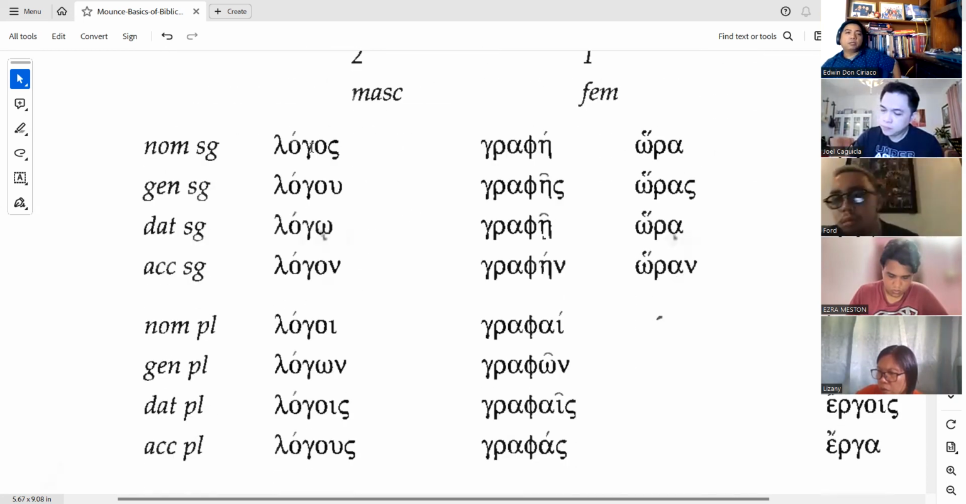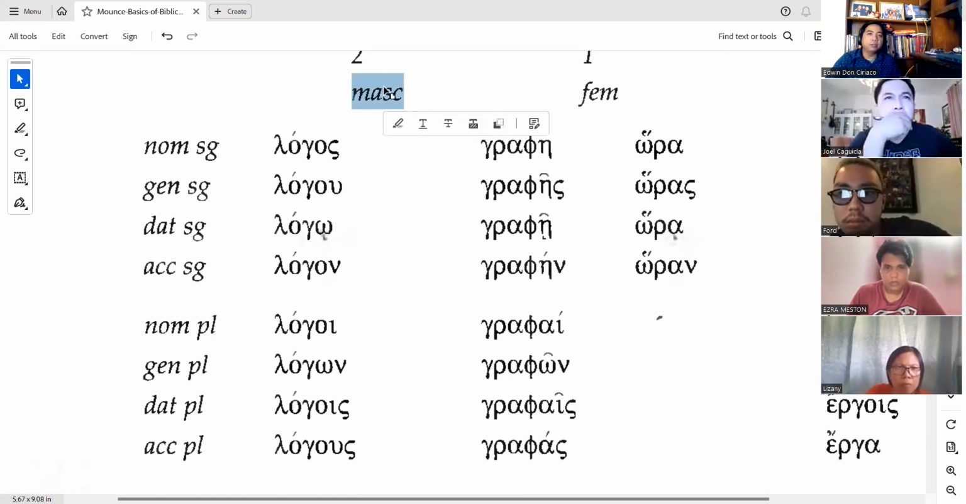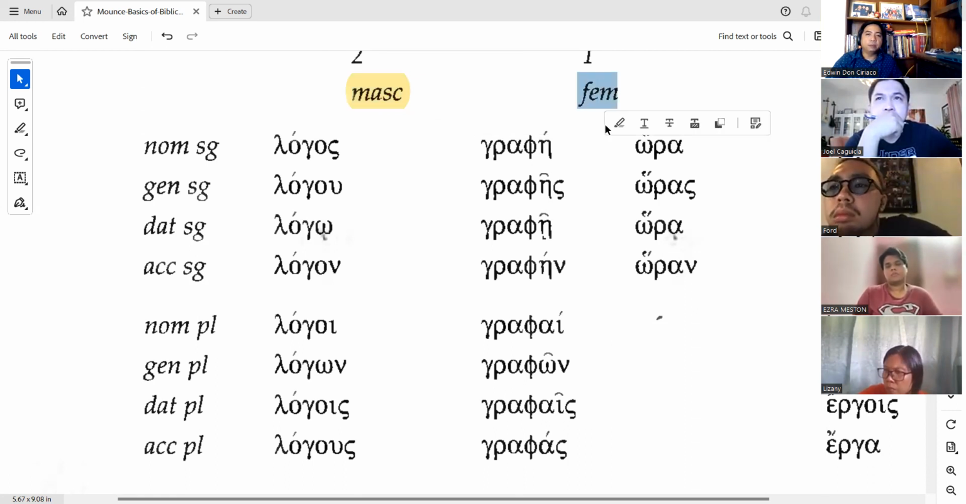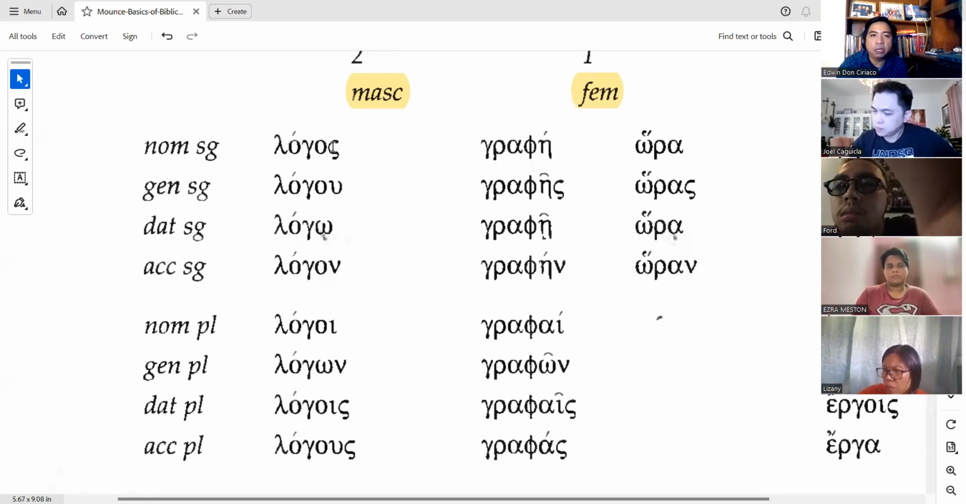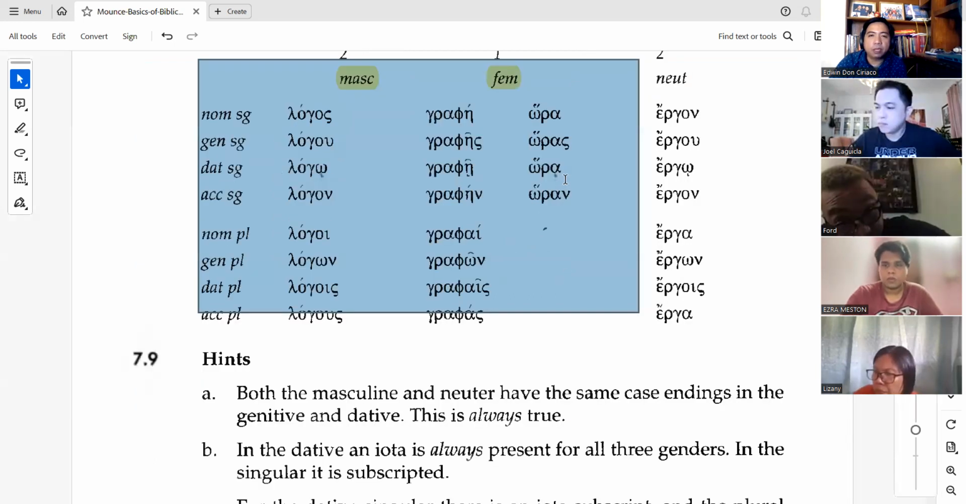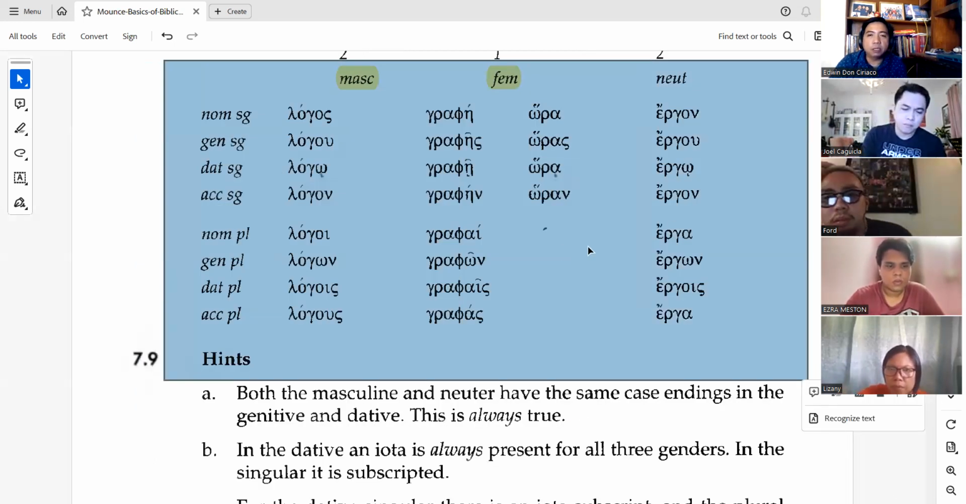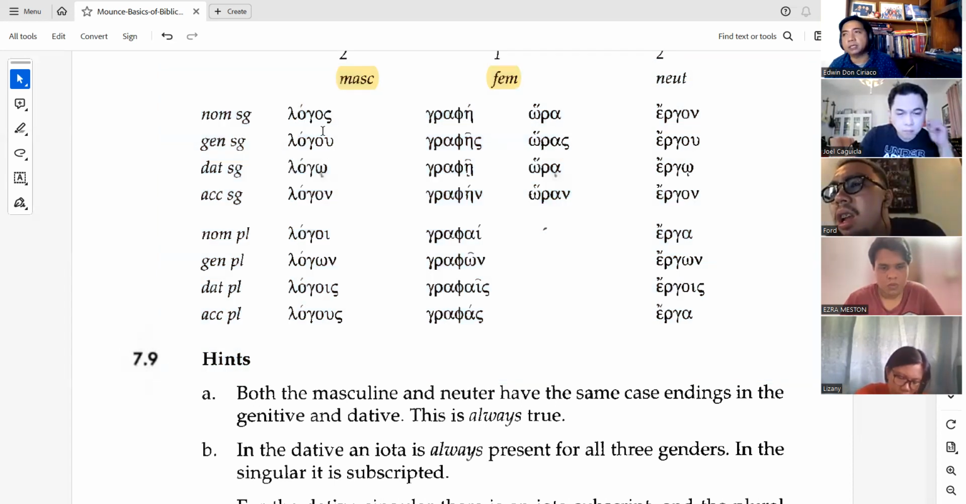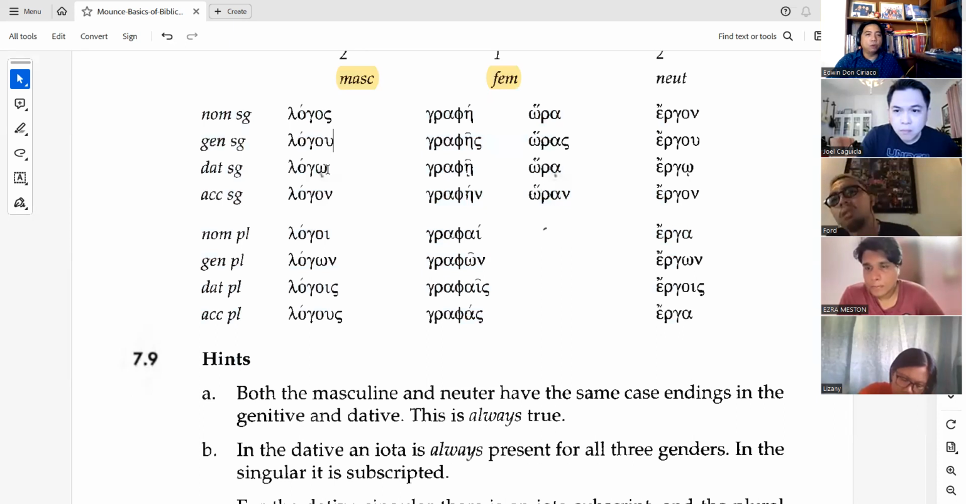Okay, so remember the endings: this is masculine, and this is feminine. So logos, logou, logo, and then logon. Notice the endings. So sir, what are we going to do? You really need to memorize the endings. You need to familiarize yourself. If you want to have this page, you can screenshot it, print it out, and use it as a guide. There is no choice. We as students of Greek really need to familiarize ourselves with the endings. Okay. So this is logos, logou, logon, graphe, graphes, graphe, and then graphen.